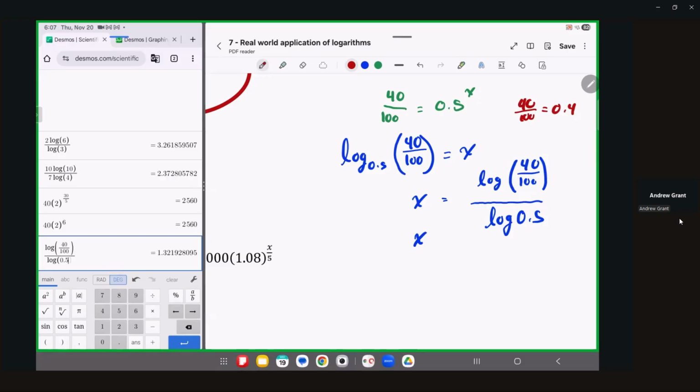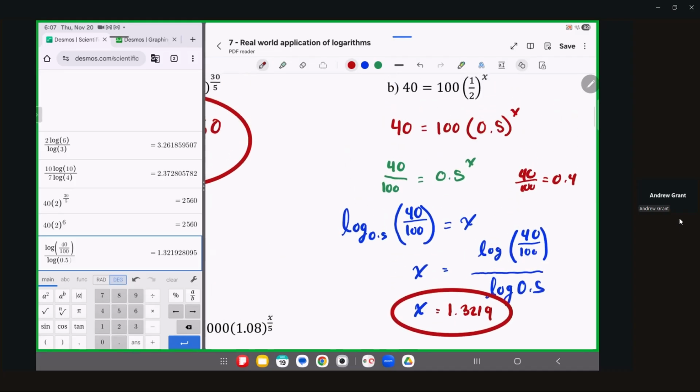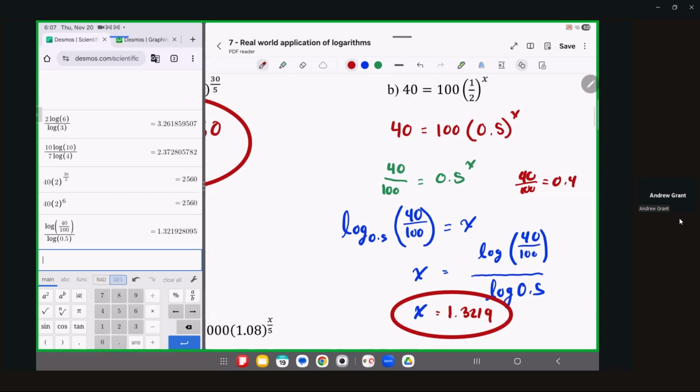So log of 40 over 100 divided by log of 0.5, we end up getting as a solution here x is equal to 1.3219-ish, of course. And we'll go ahead and circle our answer. Now, if we want to check to make sure this is done correctly, we can take our answer and substitute it into the original. So if we take 100 multiplied by 0.5 and raise it to the power of 1.3219, we get approximately 40.